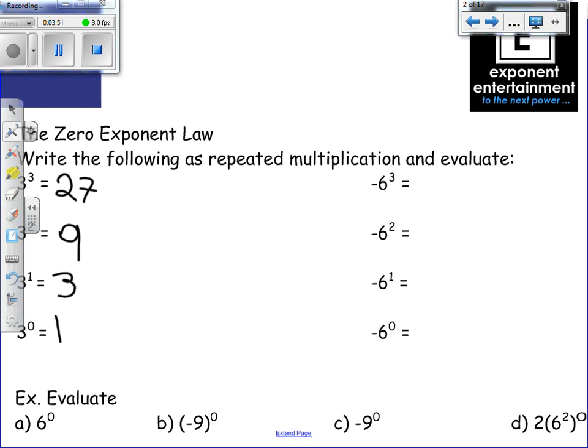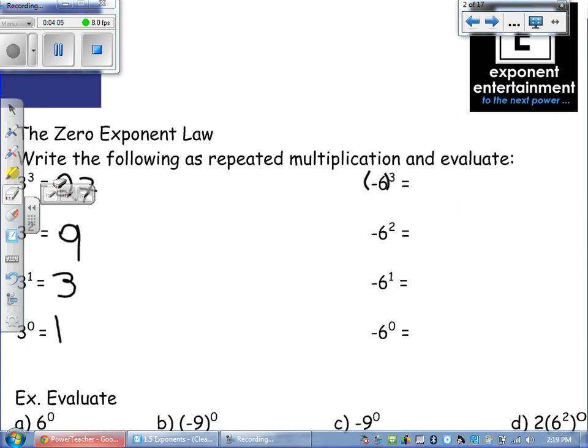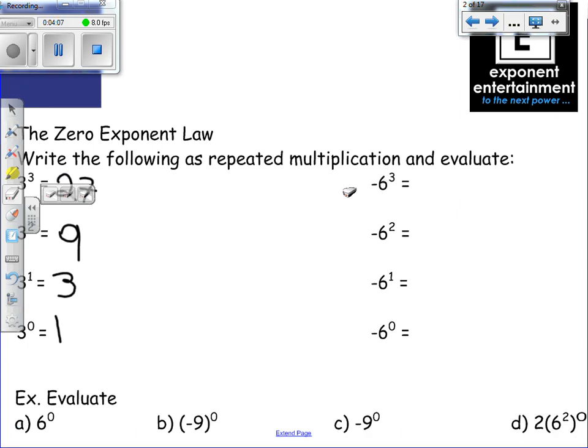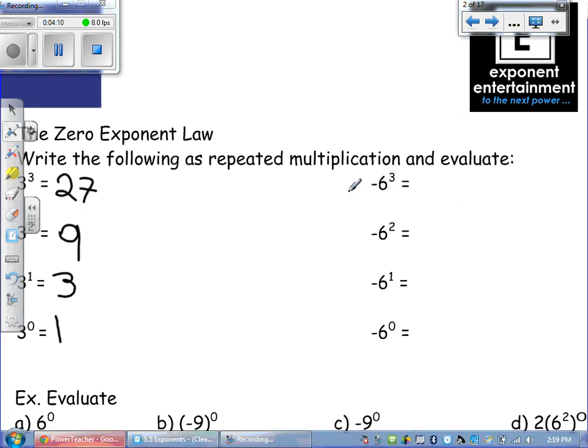-6 to the power 3. Do it in your calculator. Don't put the brackets because they're not there. So don't put the brackets. Leave it. -6 to the power 3. What is it? -216.